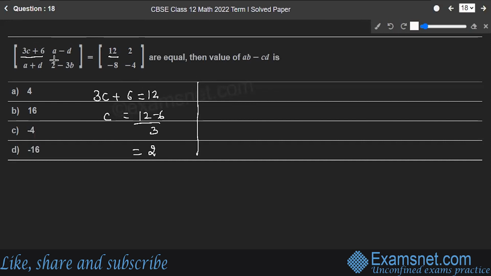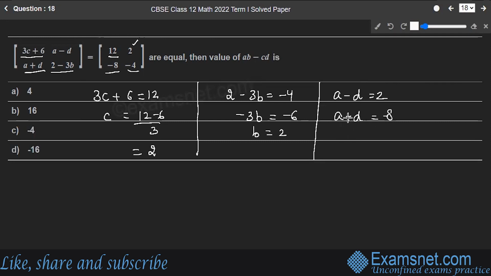Next, 2 minus 3b is equal to minus 4. So minus 3b is equal to minus 6, or b will be equal to 2. I got the value for C and B. And next I have a minus d is equal to 2, a plus d is equal to minus 8.